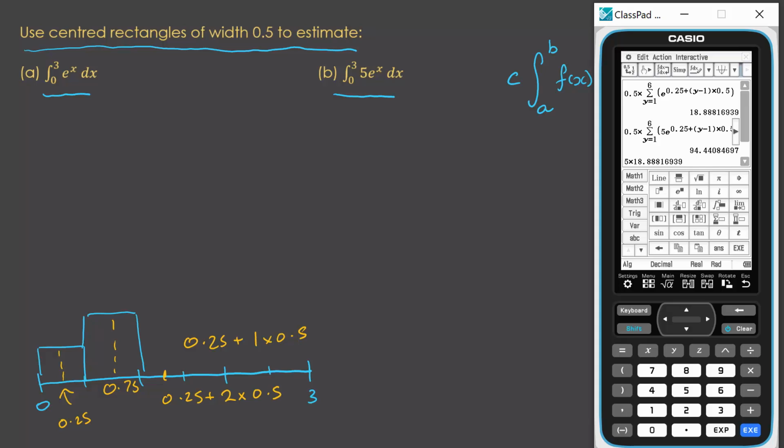Now, I've already done it this time. So you can see that the top one here is part A, so that's on the left, and you can see the 0.25 plus y minus 1 times 0.5 as the power of the e. The width of the rectangle is the 0.5. We've got 6 rectangles there, and it gives us 18.888. So let's just write that down. And then 5 times that is 94.441.